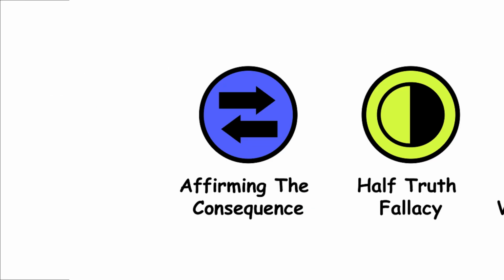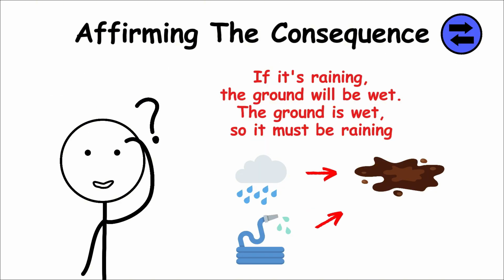Affirming the consequent. It's when you jump to a conclusion without considering all the possibilities. It's like saying, "If it's raining, the ground will be wet. The ground is wet, so it must be raining." That's a logical fallacy. It could be that the ground is wet because someone just watered the grass. That doesn't mean it's raining.